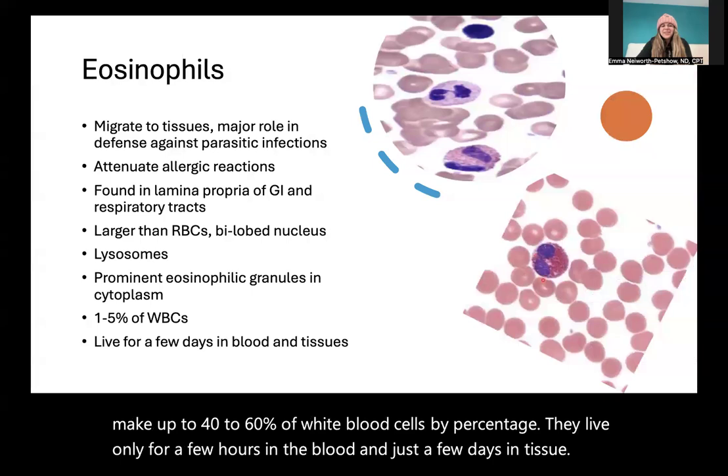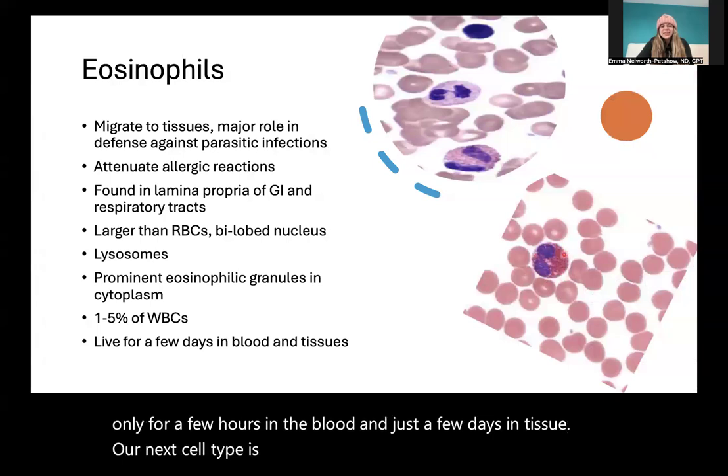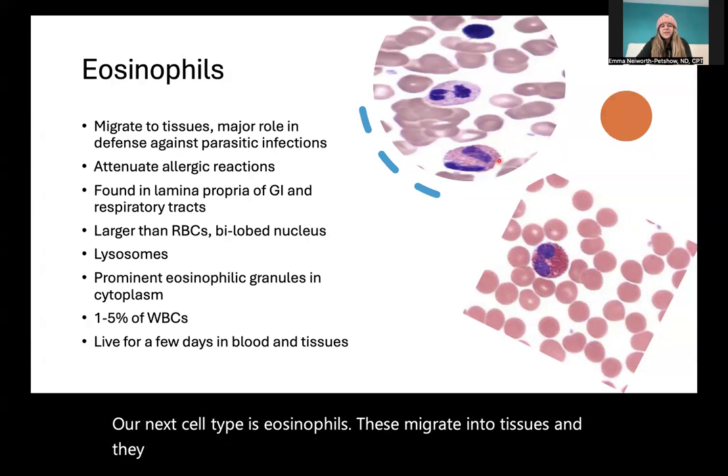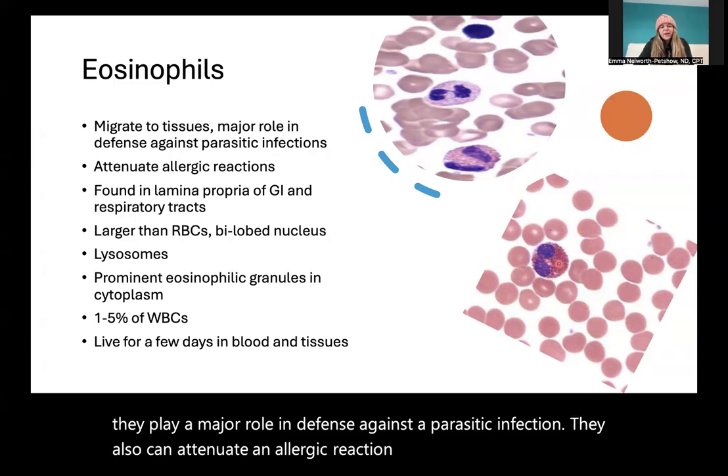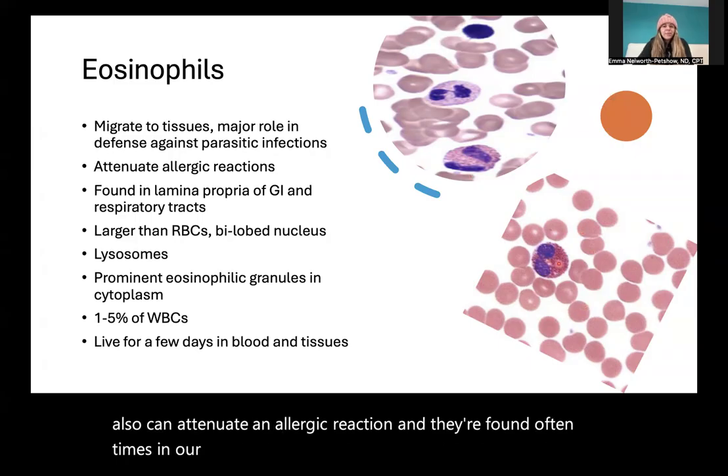Our next cell type is eosinophils. These migrate into tissues, and they play a major role in defense against a parasitic infection. They also can attenuate an allergic reaction, and they're found oftentimes in our gut, in the lamina propria of the gut, as well as our respiratory tract.